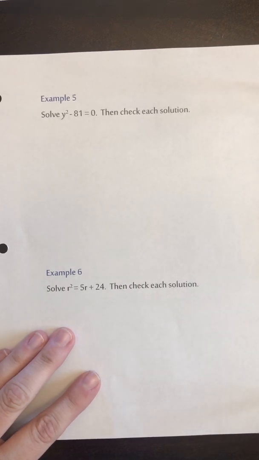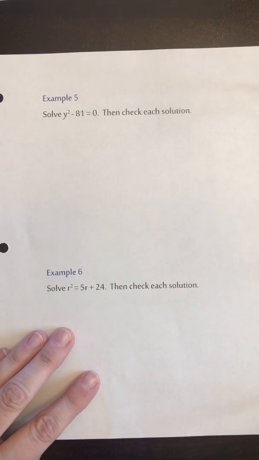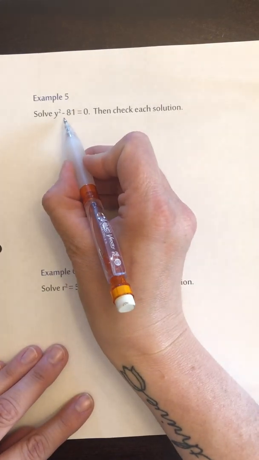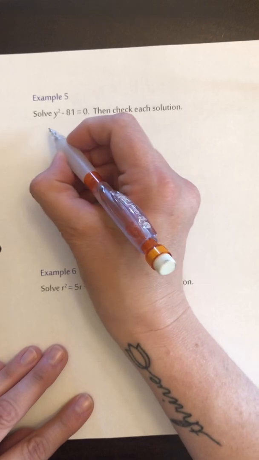All right, let's take a look at example number 5. We have y squared minus 81 equals 0. The good news is it's already set equal to 0. There is not a GCF. And because it's not a trinomial, we can't do guess and check or sum and product chart or even the perfect square trinomial pattern. But we can look to see if it's a difference of squares. It's a difference because there's a minus sign.